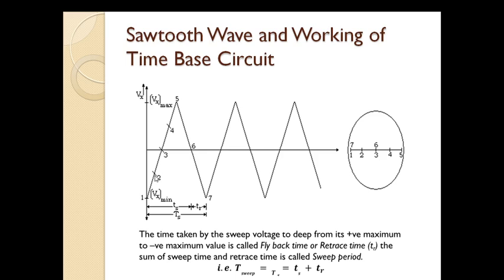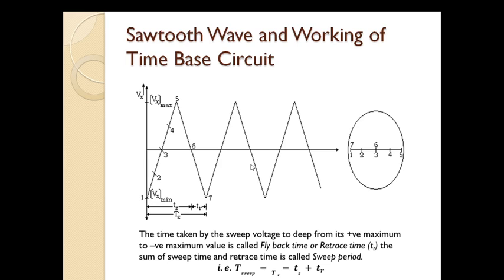We'll consider different points on the sawtooth wave. Point number 1 is a maximum negative voltage. Point 2 is less negative, more positive. Point 3 is 0 voltage. Point 4 is positive voltage. Point 5 is maximum positive voltage. Point 6 is 0 voltage. Point 7 is again maximum negative voltage.